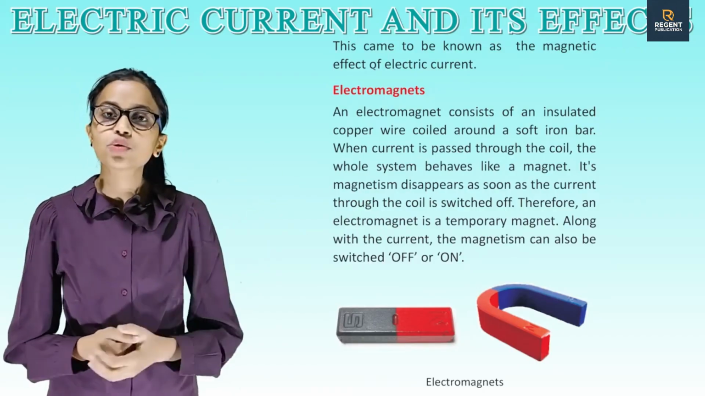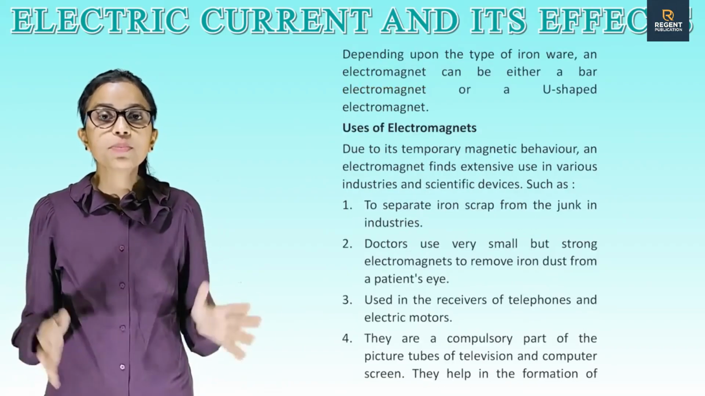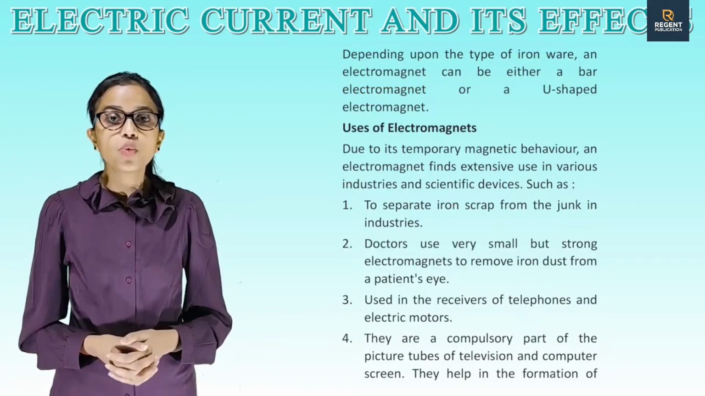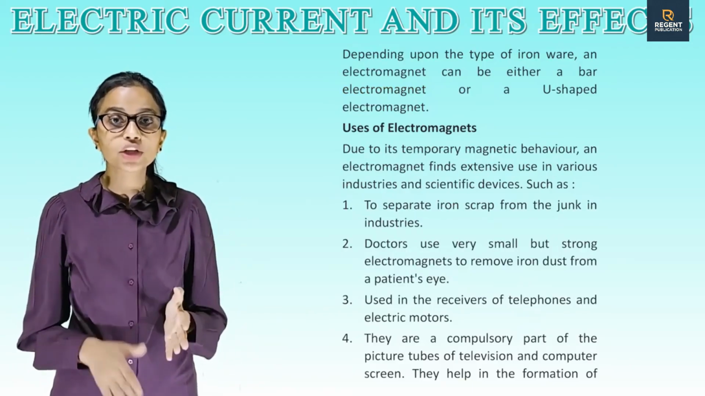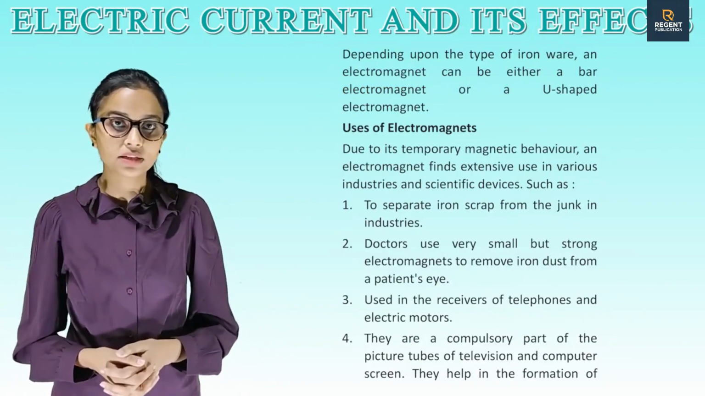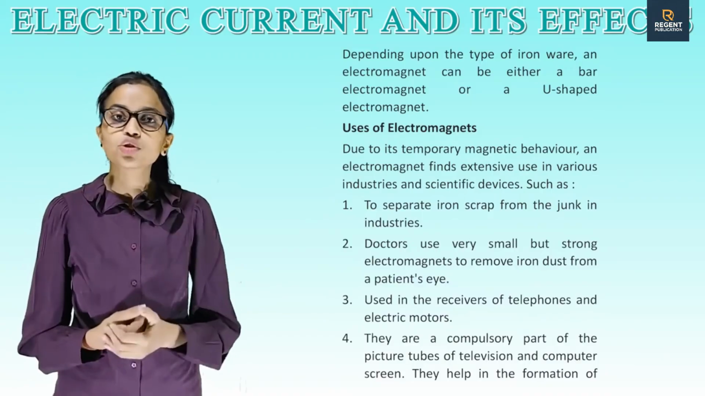These are the electromagnets. Depending upon the type of iron, an electromagnet can be either a bar electromagnet or a U-shaped electromagnet. Uses of electromagnet.